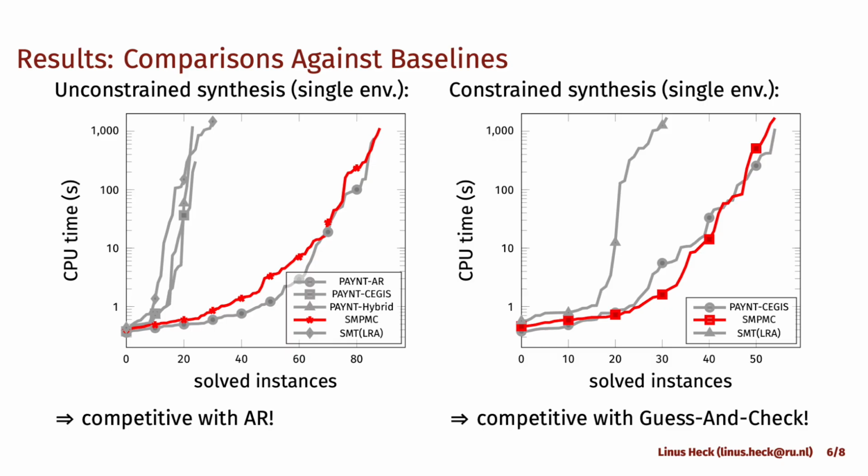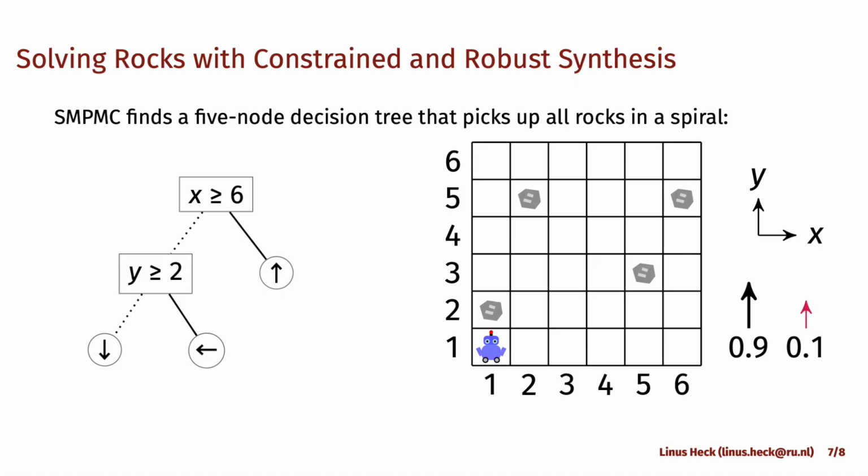In both plots, you can also see the line labeled SMT-LRA, so this is the monolithic SMT query that uses linear real arithmetic instead of a probabilistic model checker to evaluate the MDP policies. And as this method lags significantly behind SMPMC, we can confirm that using a probabilistic model checker instead of linear real arithmetic to evaluate the Markov decision process policies helps a lot. So for constrained and robust policy synthesis, we've already mentioned that SMPMC is the first effective tool to handle this problem. So now we'll go back to the problem statement from the beginning and show how to solve it.